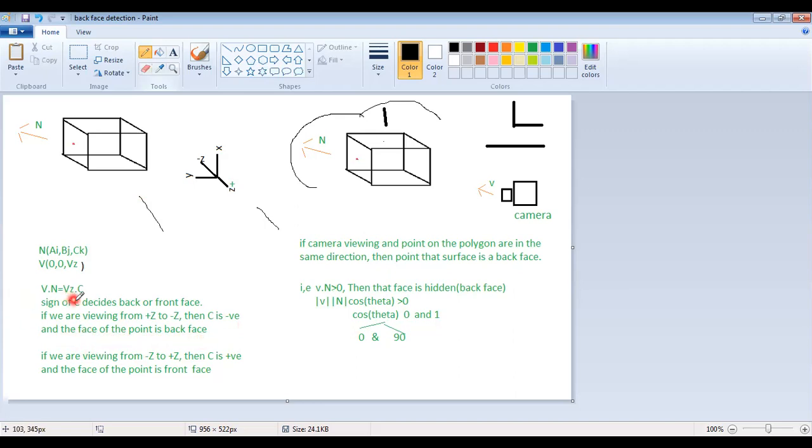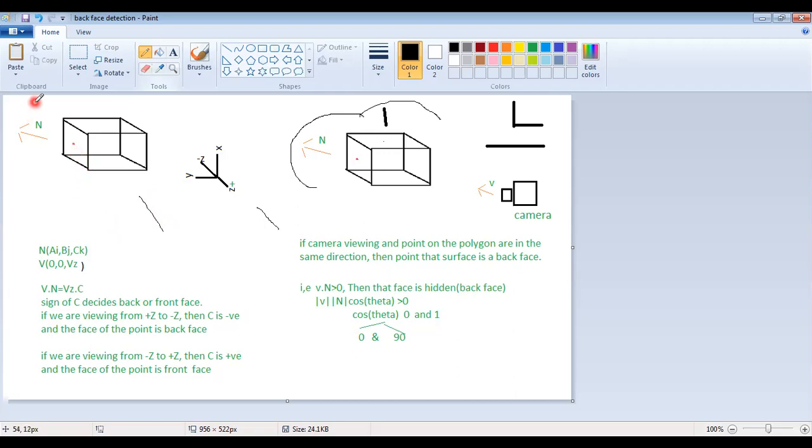So what is the formula that I have? V dot n equals Vz times c. Based on the sign of c, it decides whether that particular point is a back face or a front face. If c is negative, then I say that point is back face. Now, how does the sign of c decide? If I am viewing from positive z-axis to negative z-axis, then the sign of c is negative. So the current situation is that I am viewing from positive z to negative z, so the sign of c becomes negative, and the face will be back face.